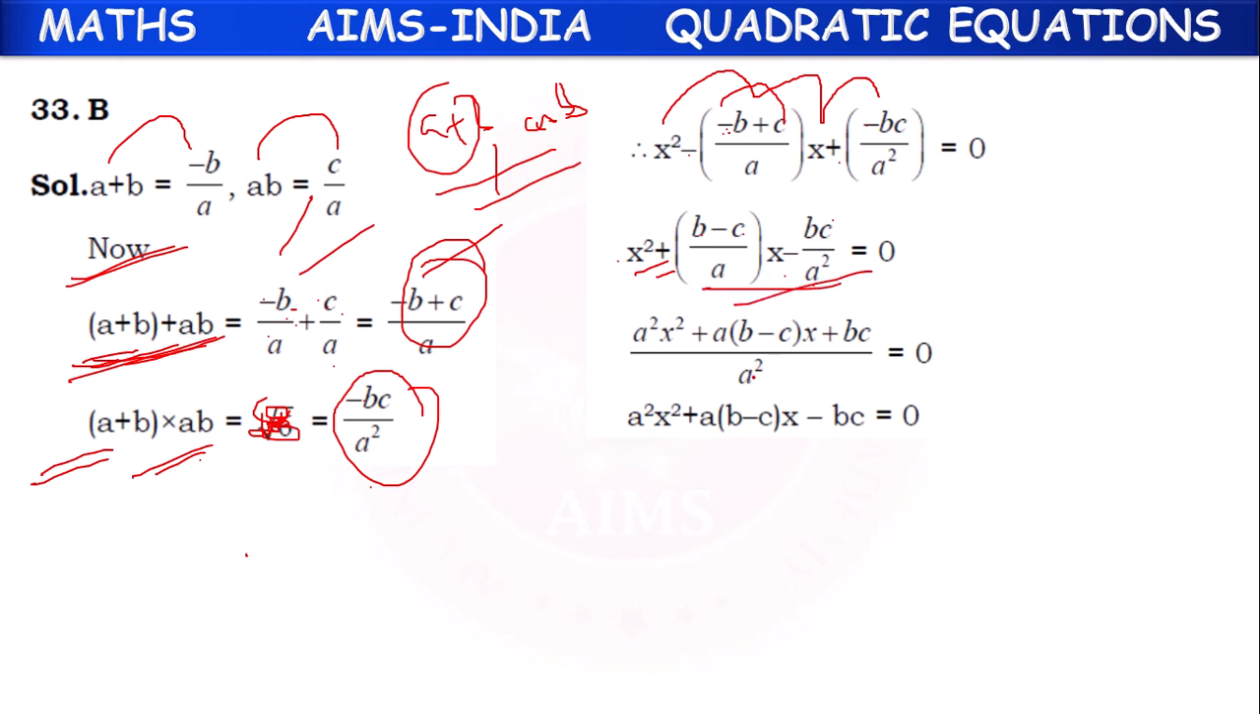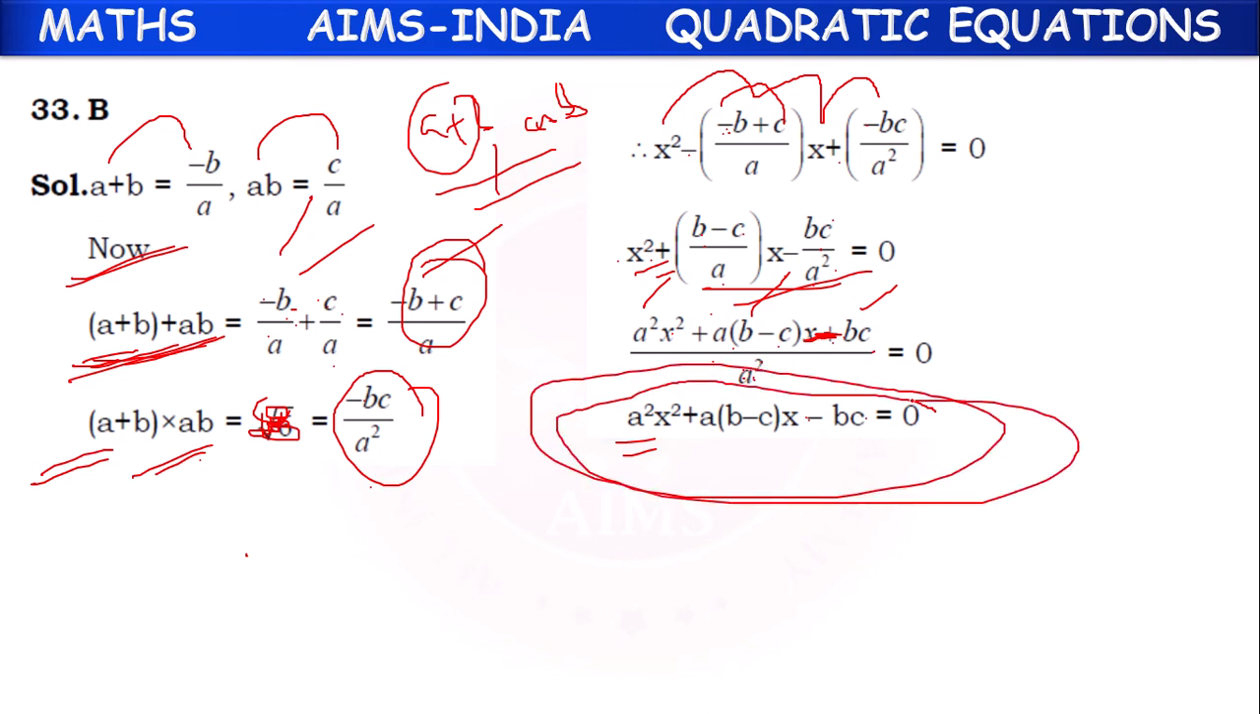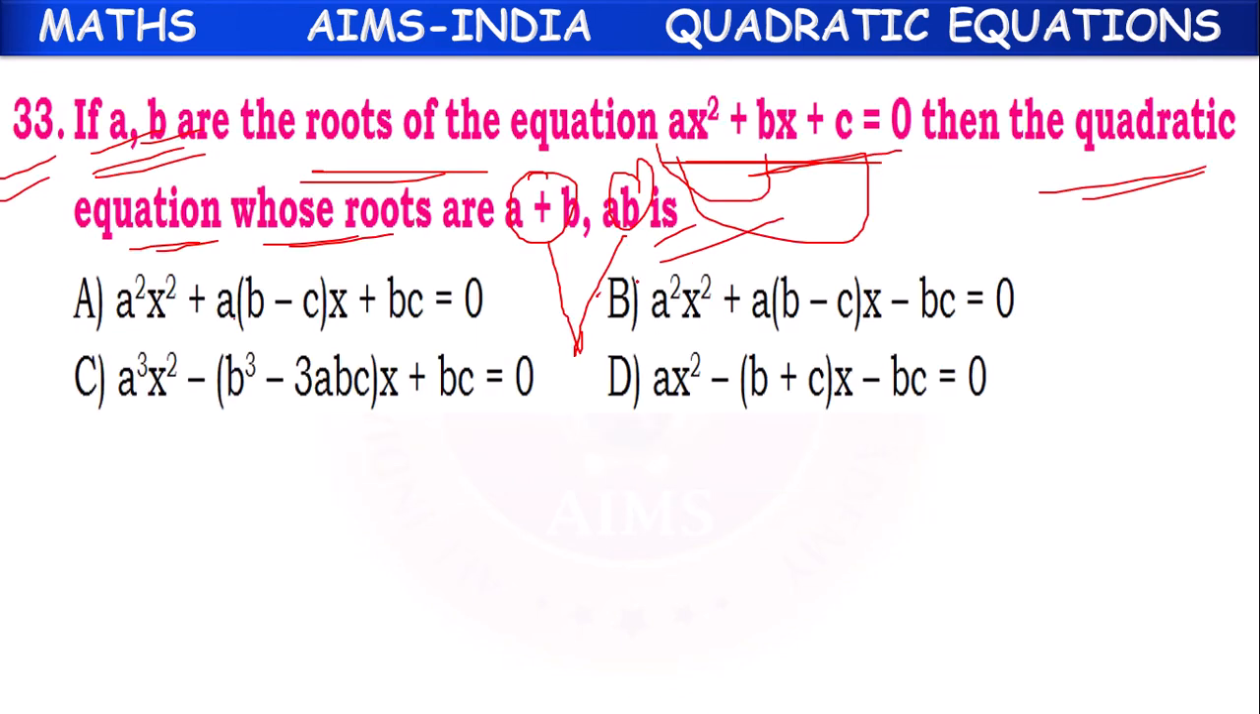Now the LCM is a square. So a square x square plus a into b minus c into x, sorry children, it is minus bc, equal to a square into 0, which becomes 0. So this is the equation. So option B is correct.